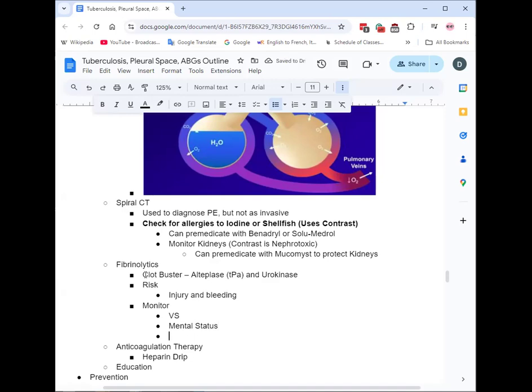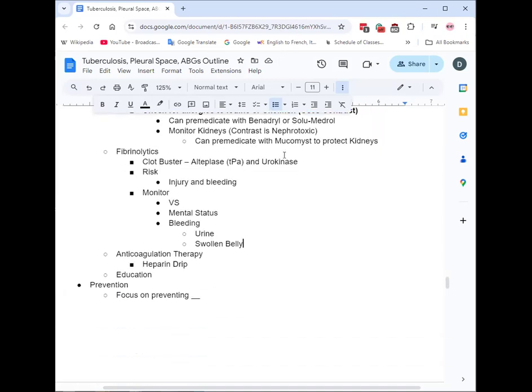Yes. So we're also going to assess for bleeding that could be in the urine. It could be anywhere really. It could be a swollen belly, so maybe the abdominal girth is bigger because they're bleeding internally. That could be a sign. In general, you really want to be careful with that.